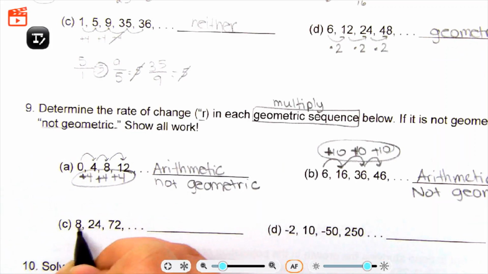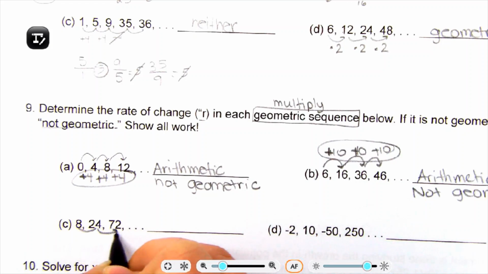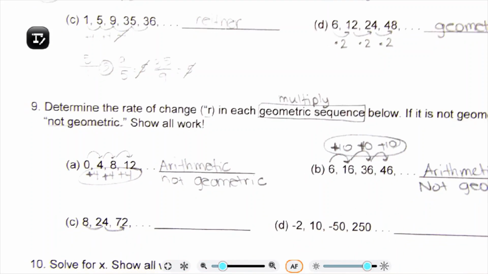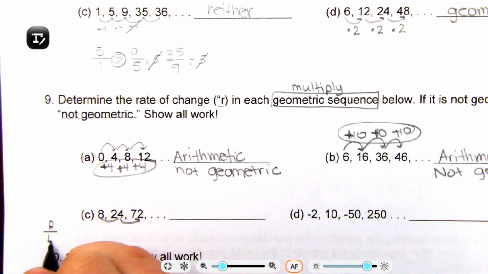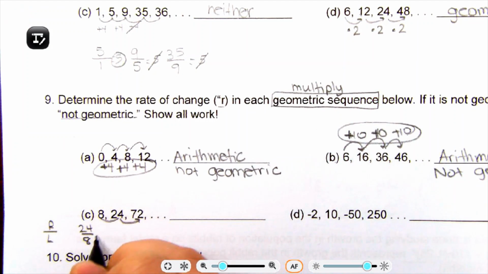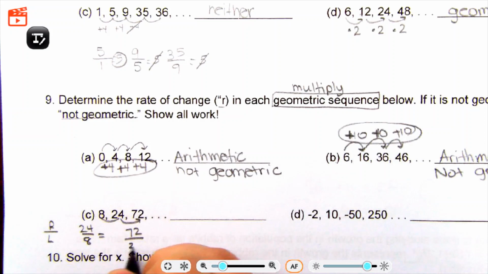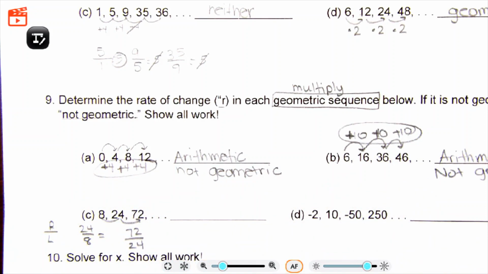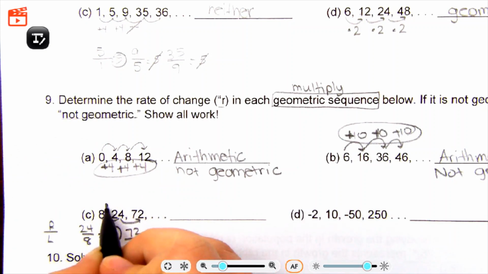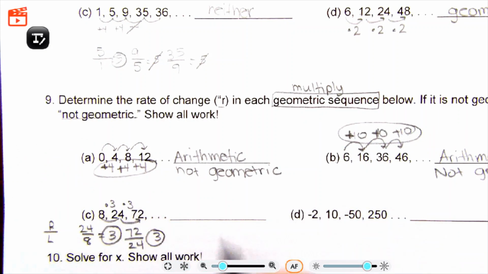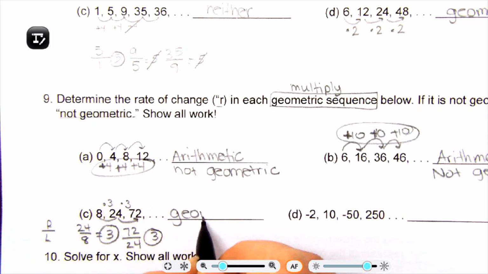Okay, let's try here. 8 to 24, 24 to 72. So that actually is too difficult for me, so I'm going to go back to doing my right divided by my left. So 24 divided by 8, 72 divided by 24. So 24 divided by 8 is 3. 72 divided by 24 is 3. So therefore, we are multiplying each time by 3, so that means it is geometric.